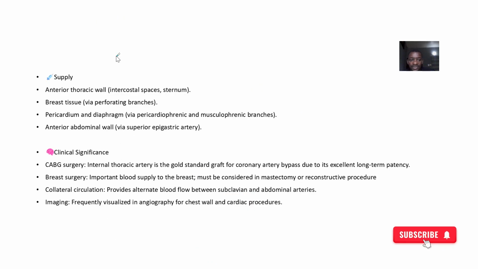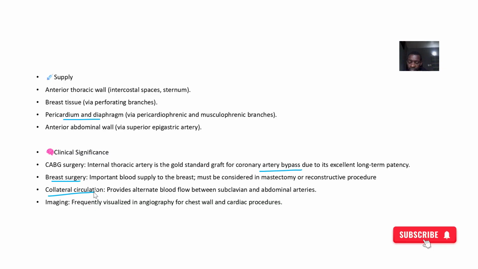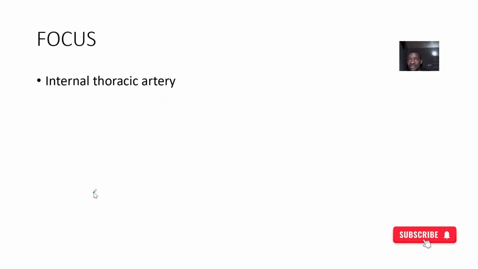So it supplies the anterior thoracic wall, the breast tissues, the pericardium and the diaphragm, and the anterior abdominal wall. So it's very important in coronary artery bypass surgeries. It's very important in breast surgeries. It's very important to know about the collateral blood supply that is around the chest. Okay, and you should know that it's very important in imaging too.